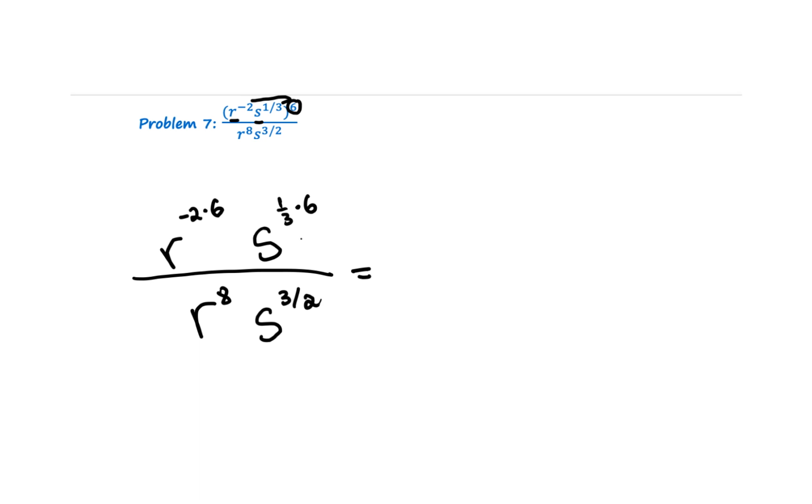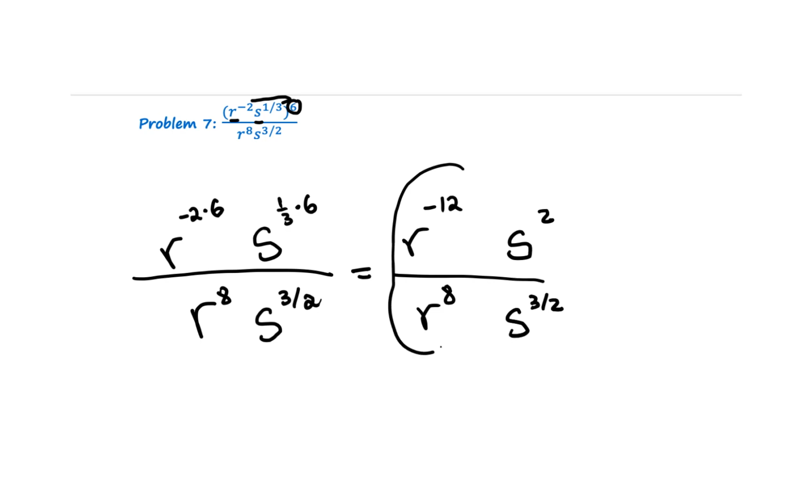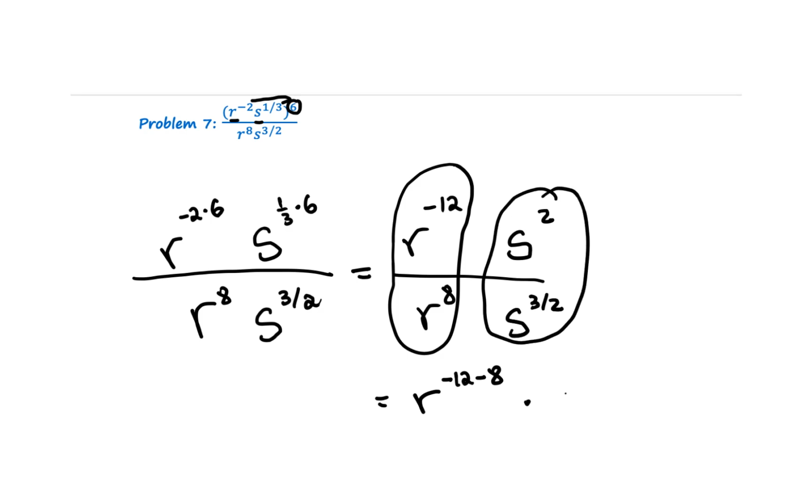All right, so negative 2 times 6, that's negative 12, and then s to the power of 1/3 of 6, that's 2, over r to the power of 8, and then s to the power of 3/2. Okay, so here you see we have the same base, r and r. So I will take them individually. I will take this part first: r to the power of negative 12 divided by r to the power of 8. Same base under division, you keep the base and you subtract the exponent. So negative 12 minus 8, times, okay, look at this part now, s to the power of 2 minus 3/2.